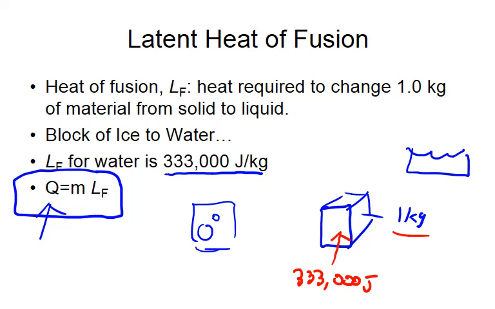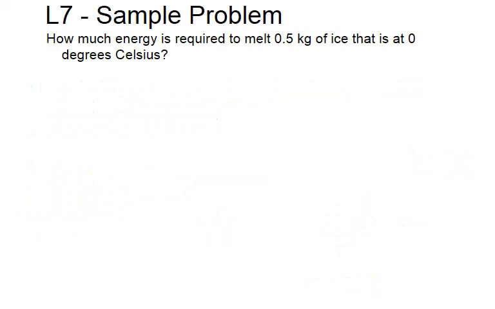If we have a different amount of mass, we can use the same latent heat of fusion value here. So let's go ahead and try that here with L7. You can pause the clip and do this, and then when you're ready to check, you can hit play to continue.